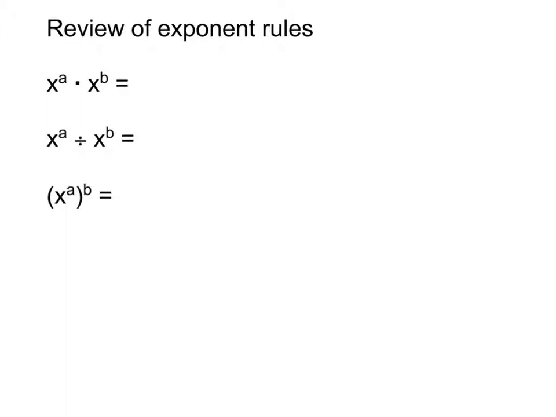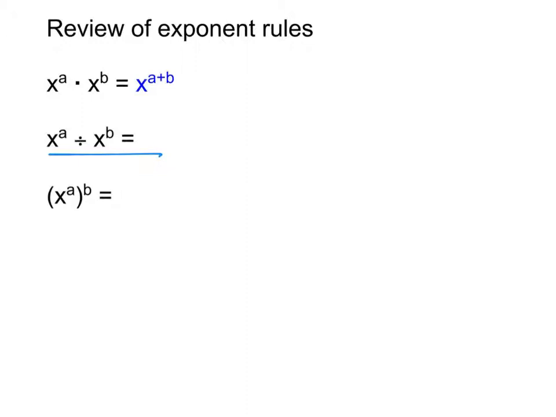So we're starting today taking a look at these rules because they're actually going to lead us into our new work for today. So first up, we're doing x to the power of a times x to the power of b. So if I multiply variables, what do I do with their exponents? We add them. And so this would become x to the power of whatever a plus b is.